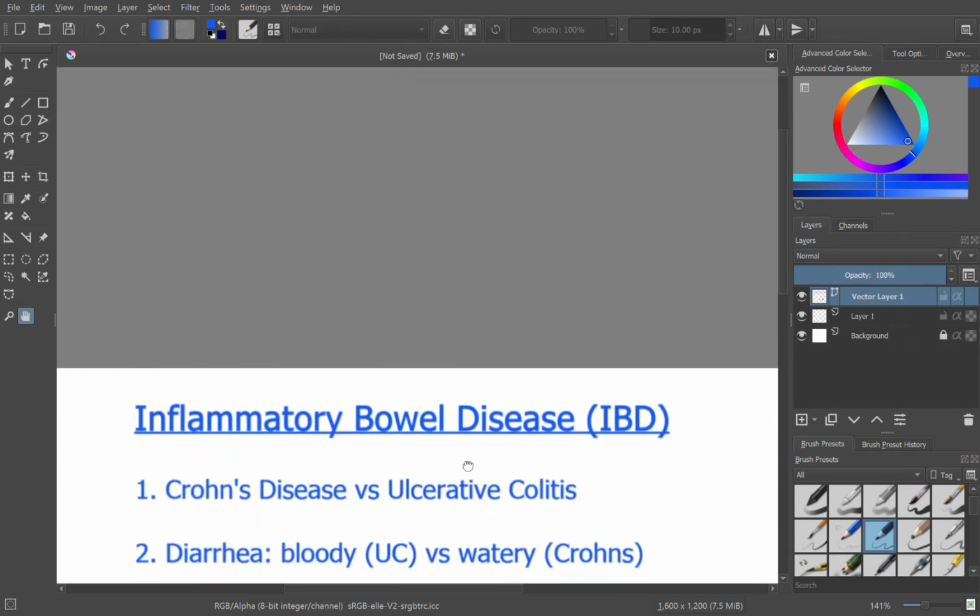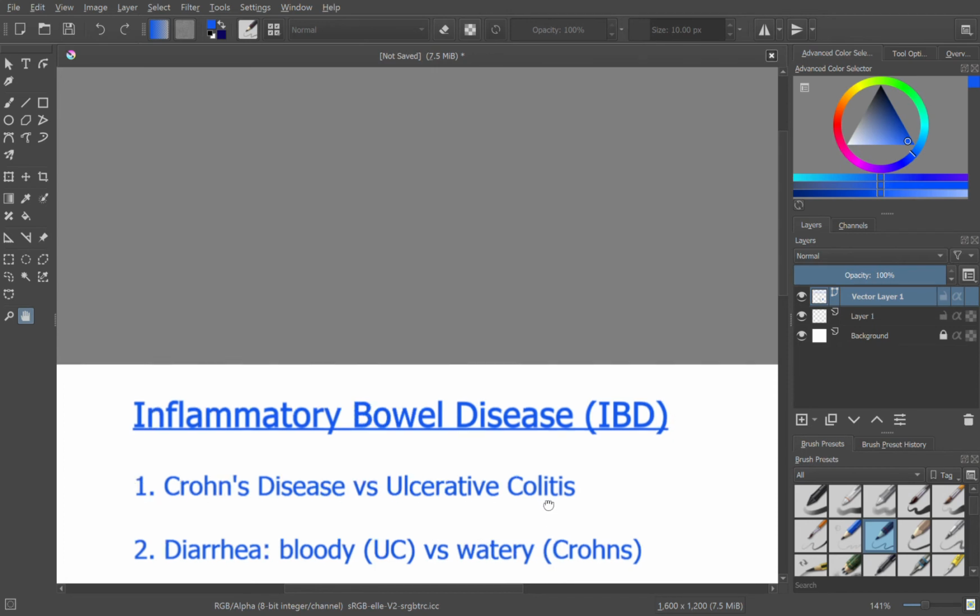The second golden nugget I wanted to talk about was diarrhea. In both of these conditions, a lot of times patients tend to develop diarrhea. Now, one of the ways in which you can differentiate them, which is not always a 100% way to differentiate, is looking at the type of diarrhea that somebody might have. A lot more likely than not, if a patient is having bloody diarrhea, that will more likely signify ulcerative colitis compared to watery diarrhea, which would signify a patient with Crohn's disease.